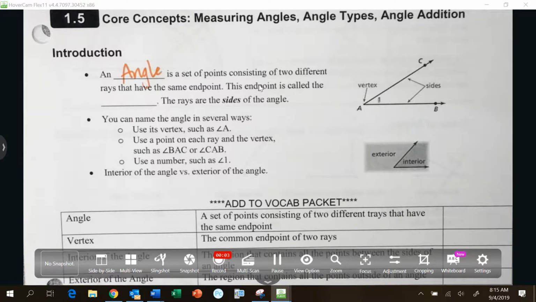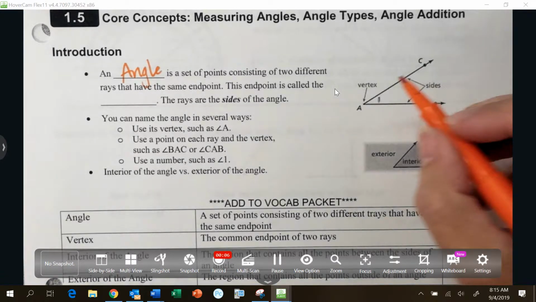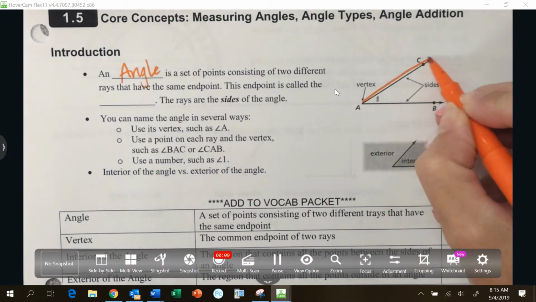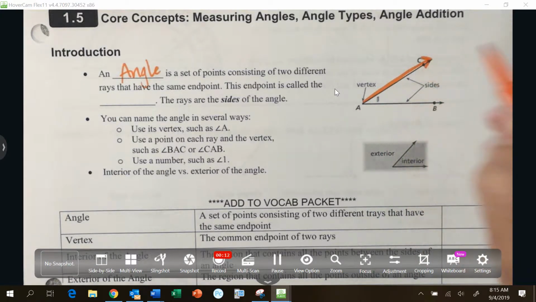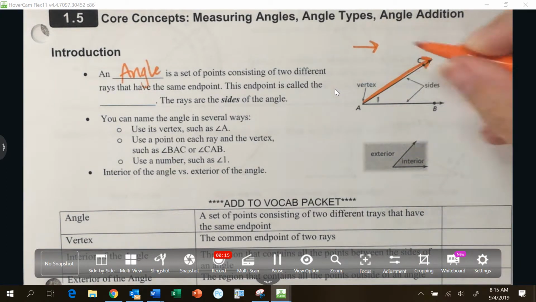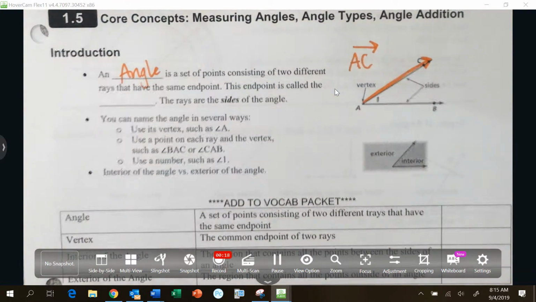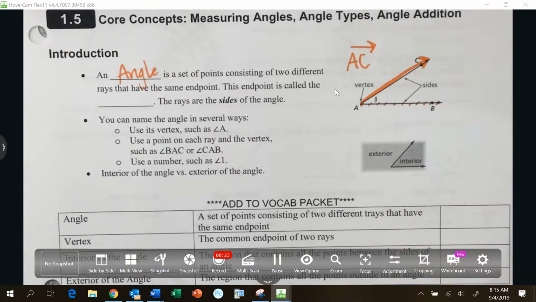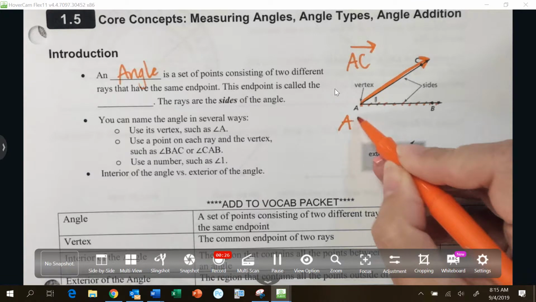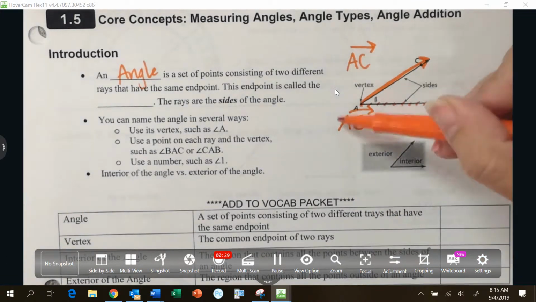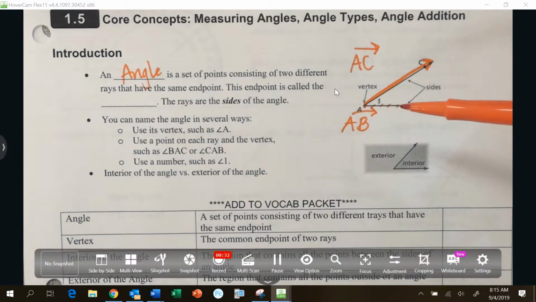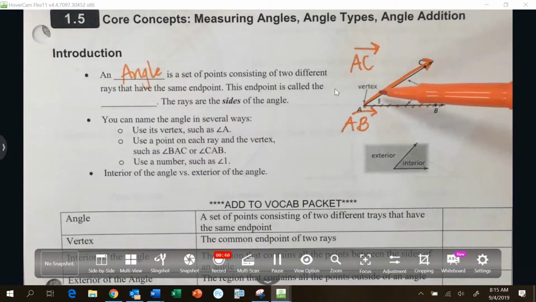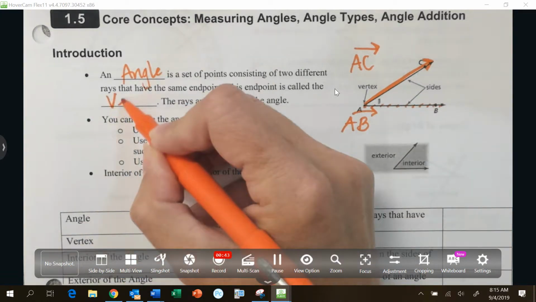Okay, so an angle is the set of points consisting of two different rays. So here's one ray. What's the name of this ray? If I were to write it in symbols, how would I use the symbols? AC. Excellent. And then this ray right here would be AB. How can I tell by looking at just the symbols of how I wrote them that they have the same endpoint? They both start with A. That is the endpoint. This endpoint is called the, it says right here in the picture, vertex.